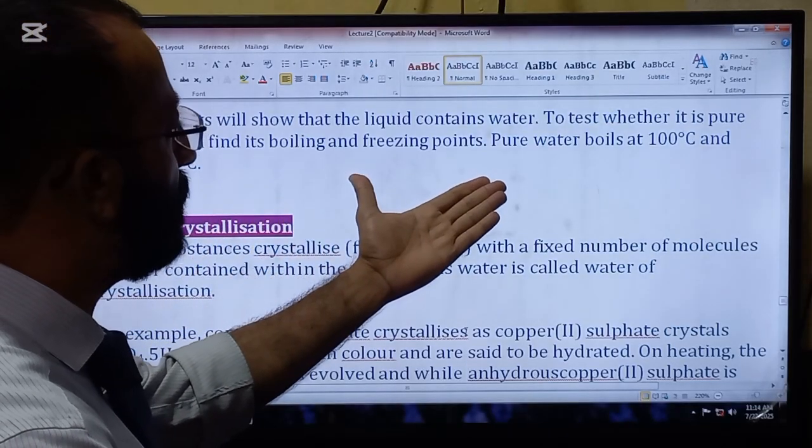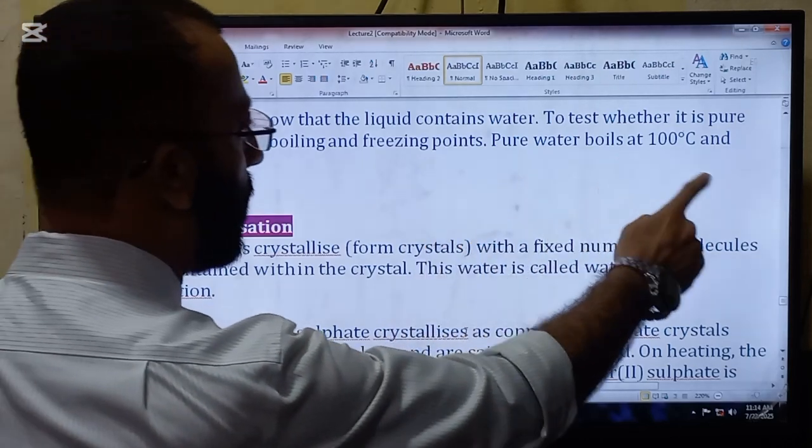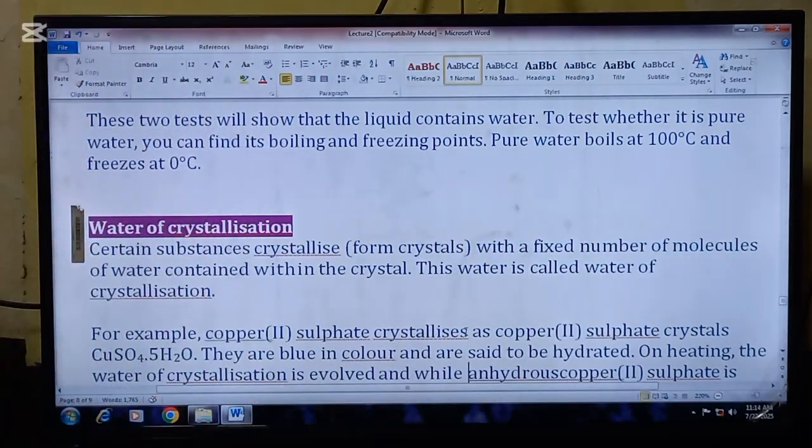This is another very important question as far as your paper number 4 is concerned. So pure water boils at 100 degrees C and freezes at 0 degrees C.